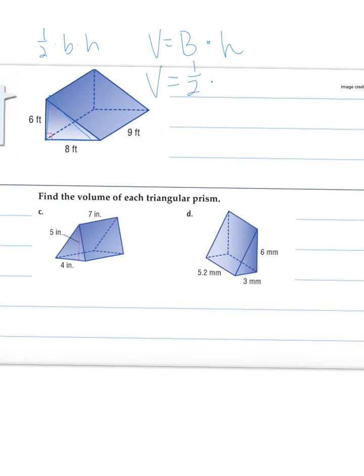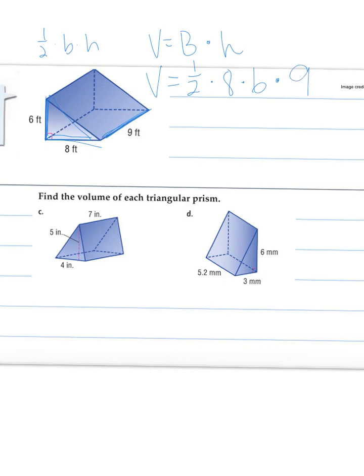All right, so the base of this triangle is 8. The height of the triangular base is 6. But the height of the whole entire prism, how far away is each triangle from each other, is 9. So that's the height there.